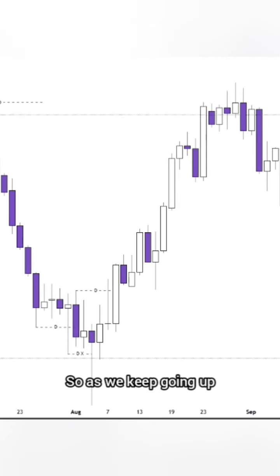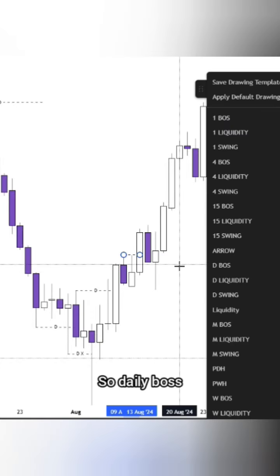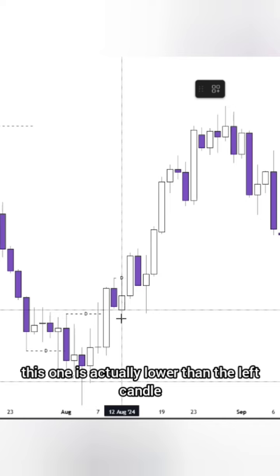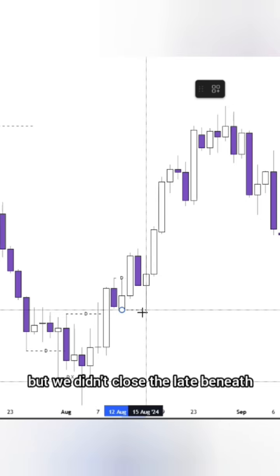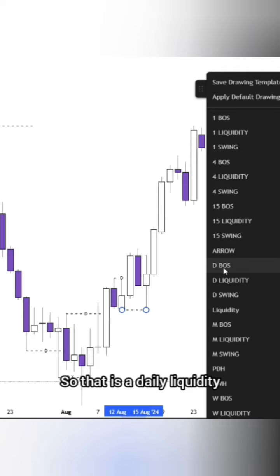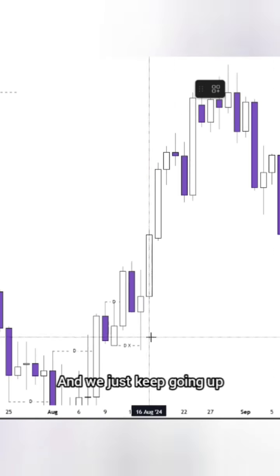So as we keep going up, as you can see, we started to pull back there. So daily boss, and then the money candle that caused it. This one is actually lower than the left candle, but we didn't close beneath, so we're still technically bullish. So that is a daily liquidity. So we swept liquidity on the daily there, and we just keep going up, just keep following it.